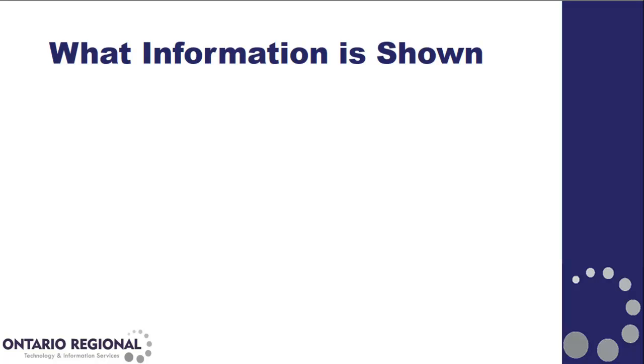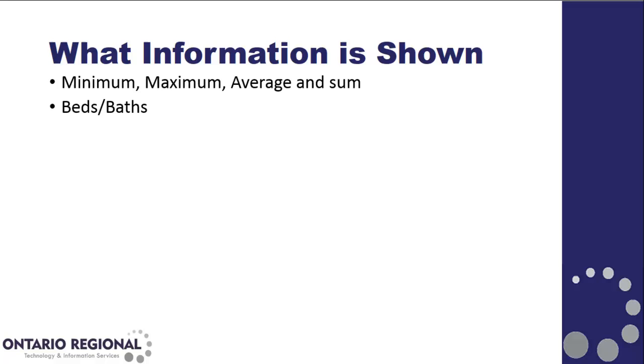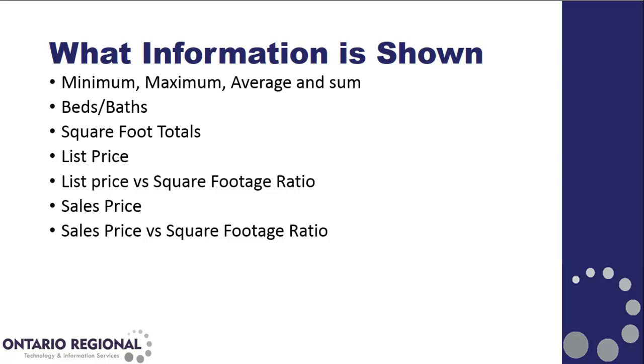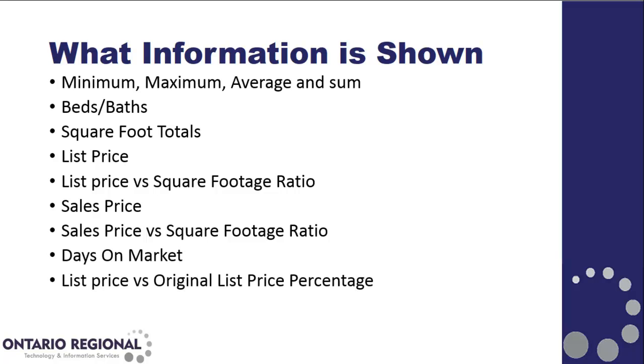Now what information is going to be shown on these quick stat reports? Well, you're going to get the minimum, maximum, average, and sum of bedrooms and bathrooms, square foot totals, list price versus square footage ratio, sales price versus square footage ratio, days on market, list price versus original list price percentage, and sales price versus original list price percentage.